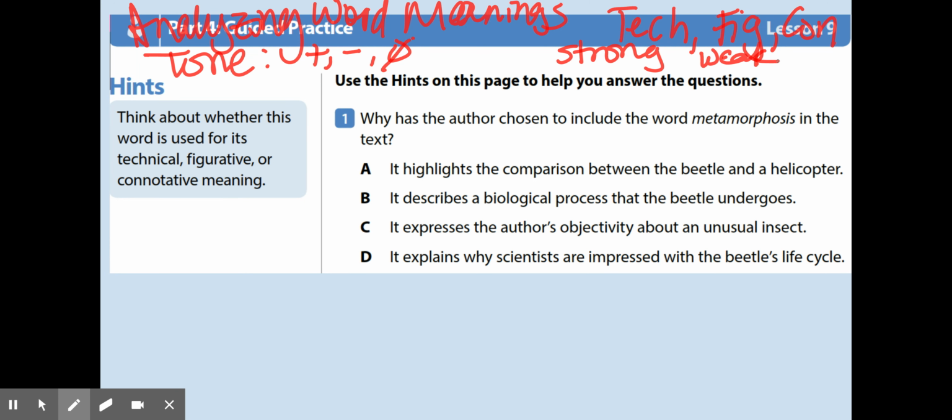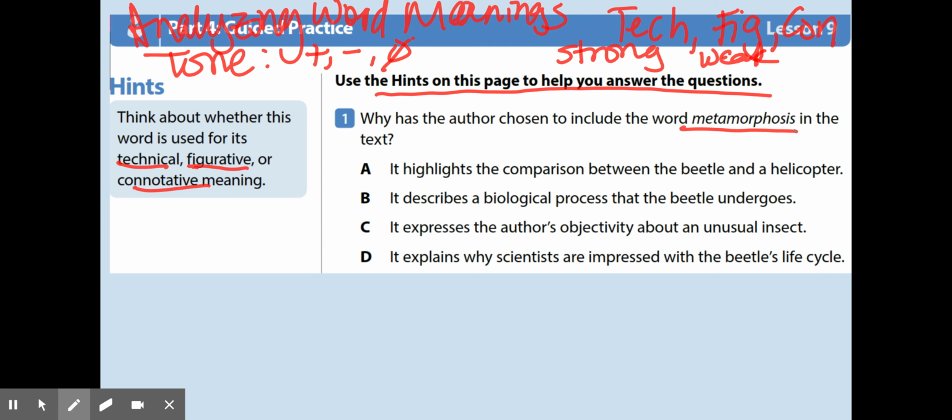So it says in my instructions to use the hints on the page to help you answer my question. And the very first hint over here says, think about whether this word is used for its technical, figurative, or connotative meaning. So number 1 says, why has the author chosen to include the word metamorphosis in the text? Now, before I help you, I'm going to give you a minute. Think about the word metamorphosis. Is it technical, figurative, or connotative? And see if that helps you come up with your answer. If you can label each answer choice as what that does, it might help you a little bit. So go ahead and choose your answer.